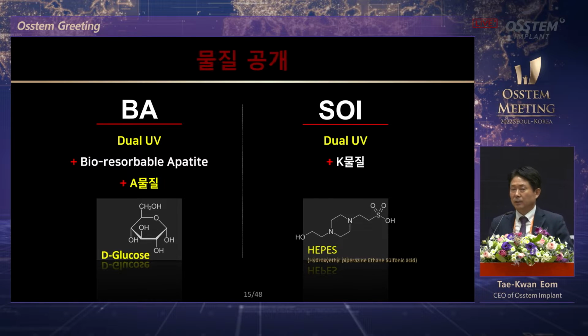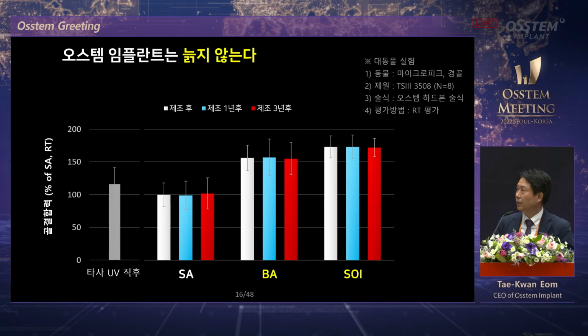When we do cell experiments in a batch, pH can be controlled. HEPES is a buffer solution that maintains physiological pH. Soy's K material captures the UV effect and also has a material effect. BA, bioresorbable apatite, has the material effect, and A material has the UV effect.